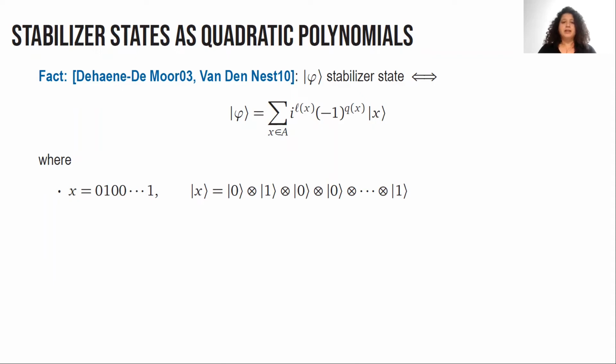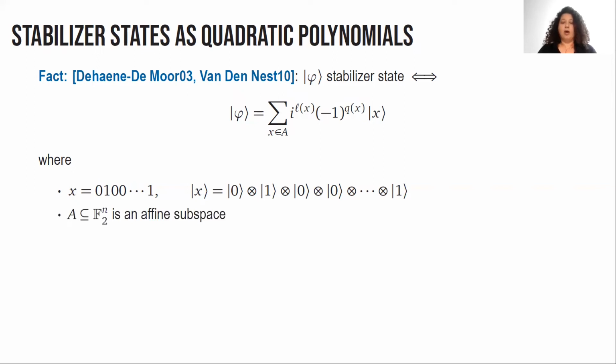And this is equivalent to indexing the 2 to the n coordinates that we have in our vector space, each of them according to a binary string. So this is equivalent, and therefore this is a basis of C^(2^n). And a stabilizer state is a stabilizer state if its representation in this basis is the following.